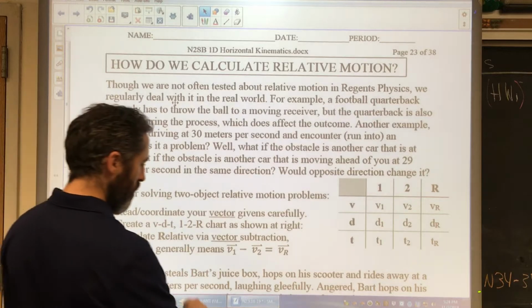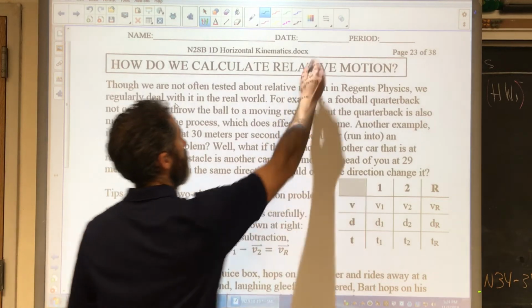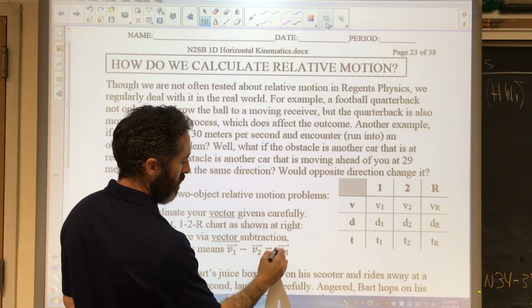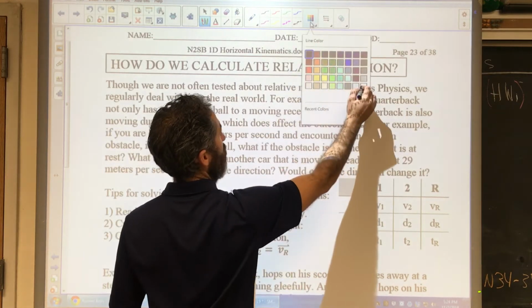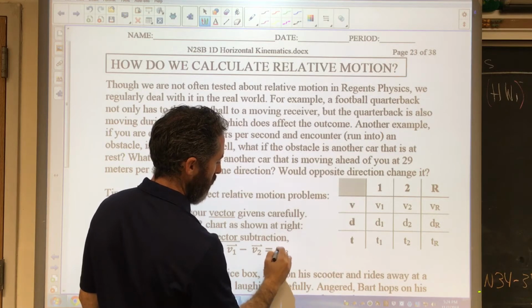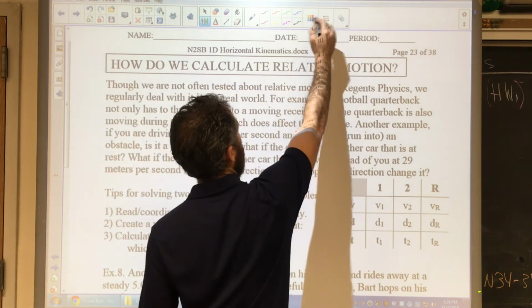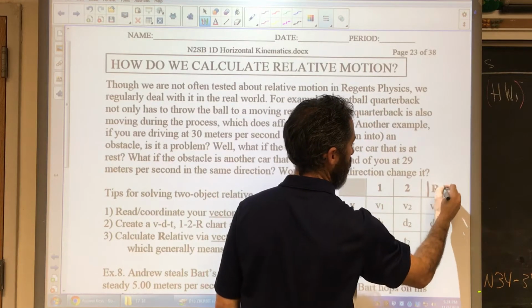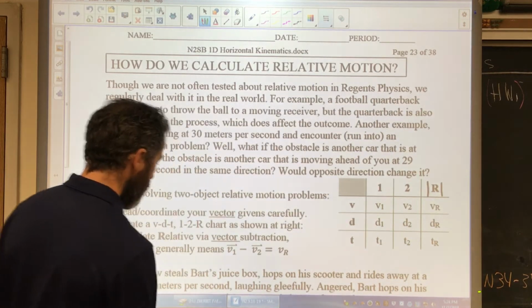Now, one thing we will not do over here, one little mistake in the notes, is we're not going to think of the relative velocity, the vector nature of it. So we're actually just going to erase away that little hat. And really, when we think of our relative, we're just going to deal with that as a scalar. Okay, let's get to it.